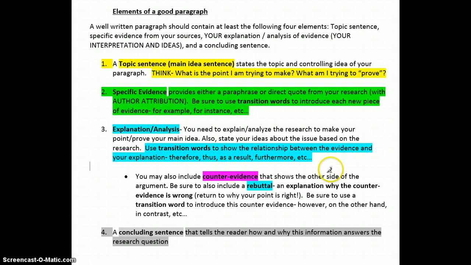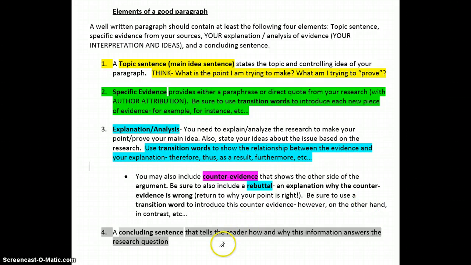If you would like to discuss the other side of the argument in order to make your idea stronger, then you use counter evidence. Counter evidence shows the other side of the argument. However, remember that after counter evidence, you need to have a rebuttal statement that redirects the readers back to your opinion. Rebuttal is an explanation why the counter evidence is wrong and return to why your point is right. Be sure, of course, to use a transition word to introduce this counter evidence. However, on the other hand, in contrast.